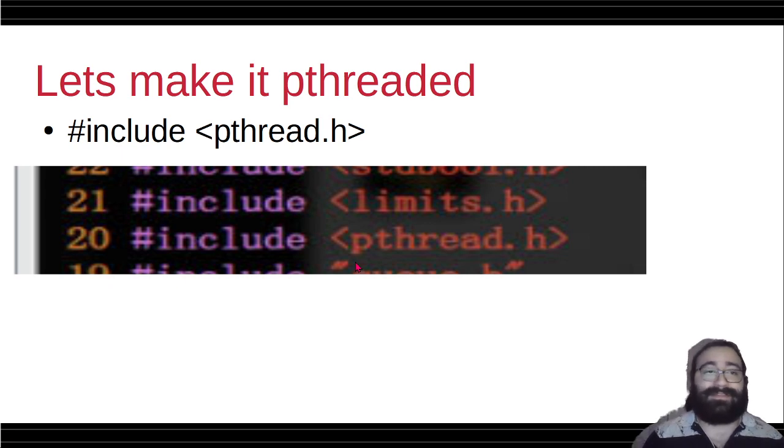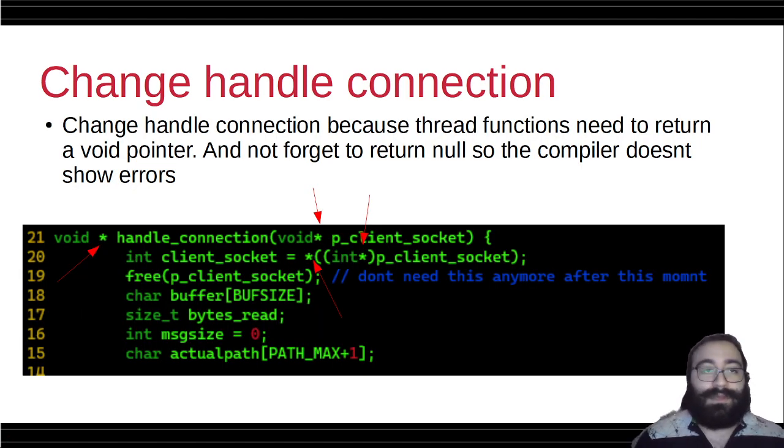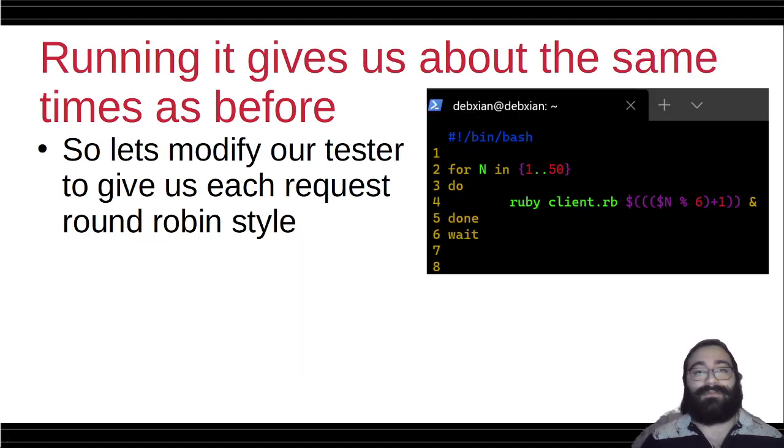Let's make it Pthreaded. #include <pthread.h>. And we're going to need to instantiate our thread, keep track of it, and provide a thread function, handle_connection, and an argument. Change handle_connection because thread functions need to return a void pointer, and not forget to return NULL so the compiler doesn't show errors. Running it gives us about the same time as before.